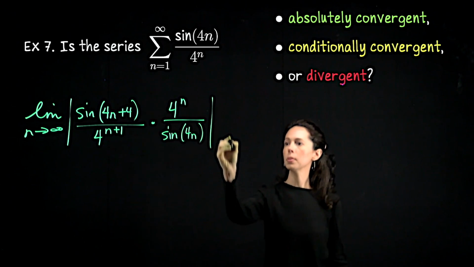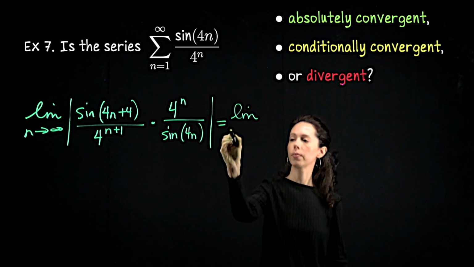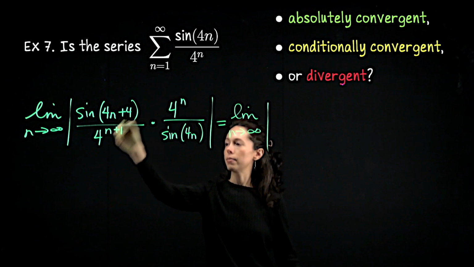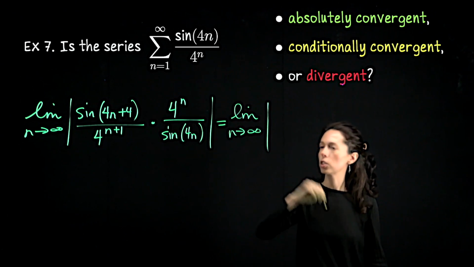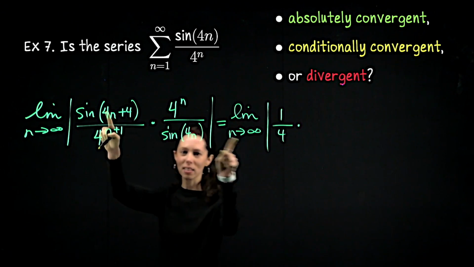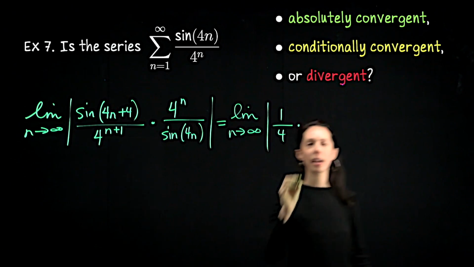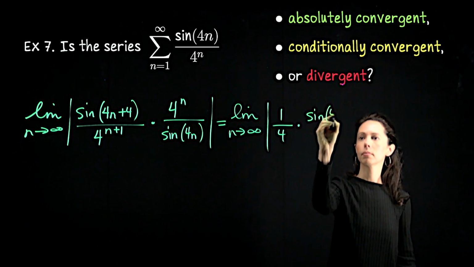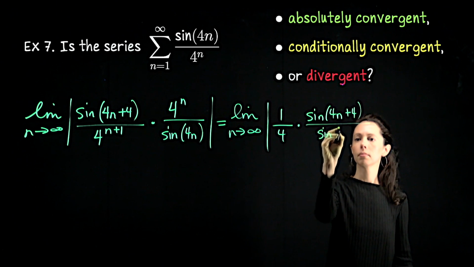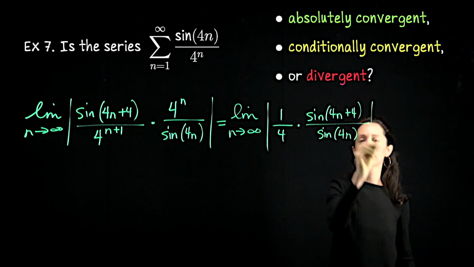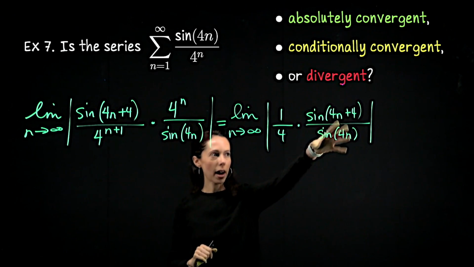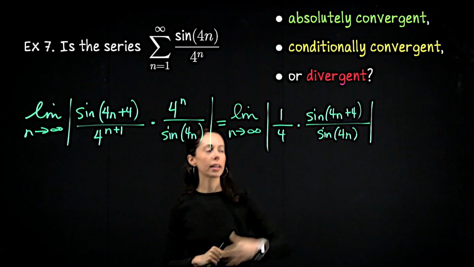Pair up like terms. This will be the limit as n goes to infinity of 4 to the n divided by 4 to the n plus 1, which is going to leave us with just 1/4. And then we have these signs, which we can't really combine. So let me write sine of 4n plus 4 divided by sine of 4n. 1/4 looks okay, but this fraction here is not good. So this limit does not exist.